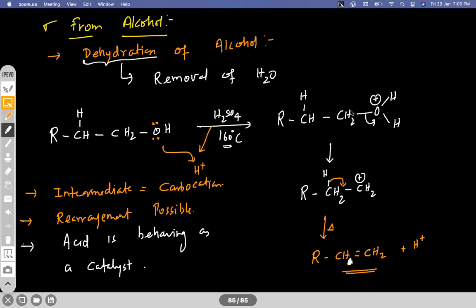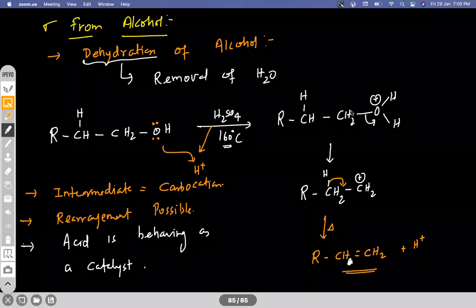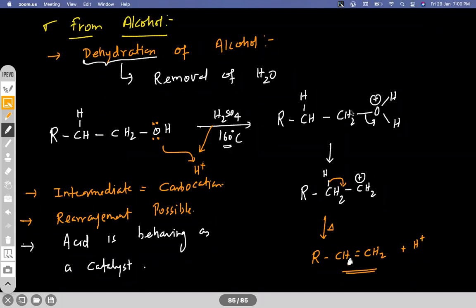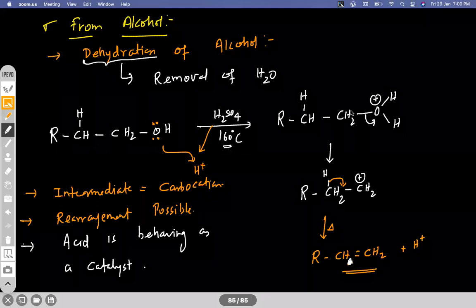For alcohol, you must keep this reaction in mind. Always, OH in alcohol is a very poor leaving group. It won't go out as OH minus, never. If you want to remove OH, you have to protonate it. So in presence of acid, OH gets protonated, forms OH2 plus, and then H2O can eliminate easily because H2O is a better leaving group than OH. Understood?